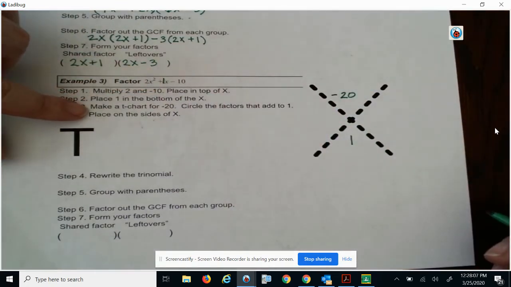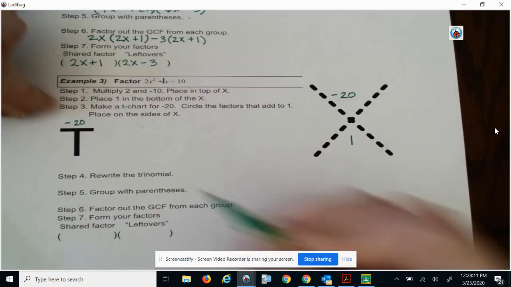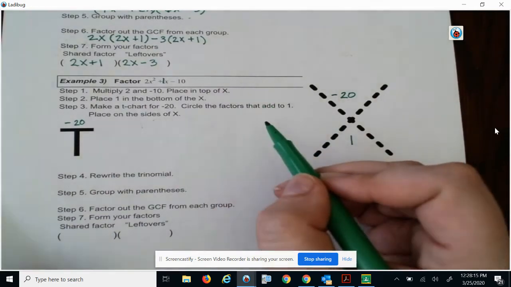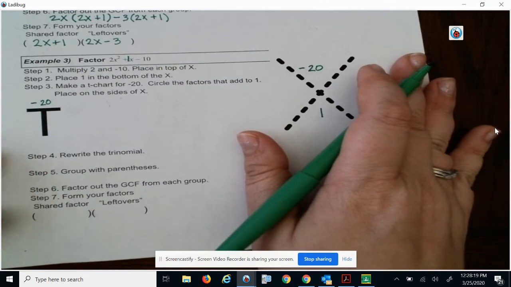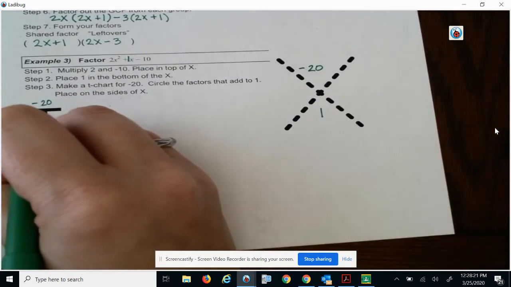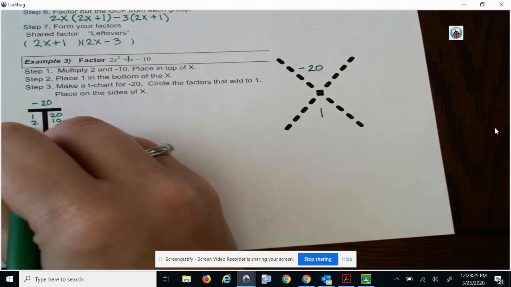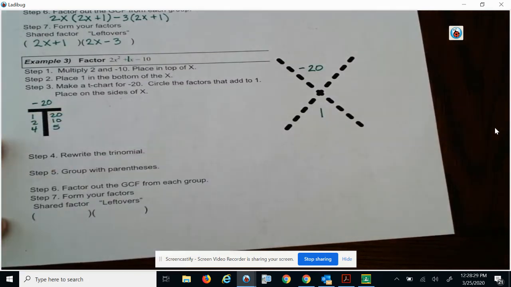Now we want to make a T-chart for -20. For the moment, we're going to find the factors that add up to 1. So for the moment, we're going to pretend that this is a +20 and just find the factors for +20. So 1 and 20, 2 and 10, 3 doesn't work, 4 and 5, 5 is the next number, and we're done.